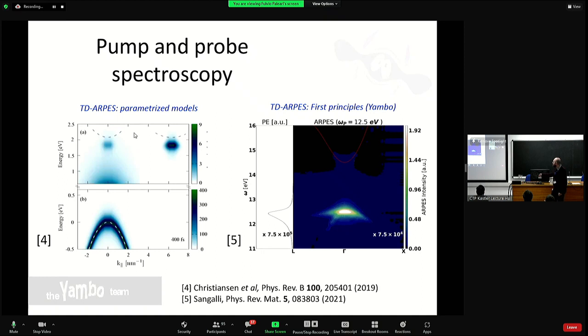And at the exciton binding energy, we see, again, this signal, which is a bit deformed, with actually replicas of the valence bands. So this is another complicated out-of-equilibrium process. We can attempt to model it using the Bethe-Salpeter equation.